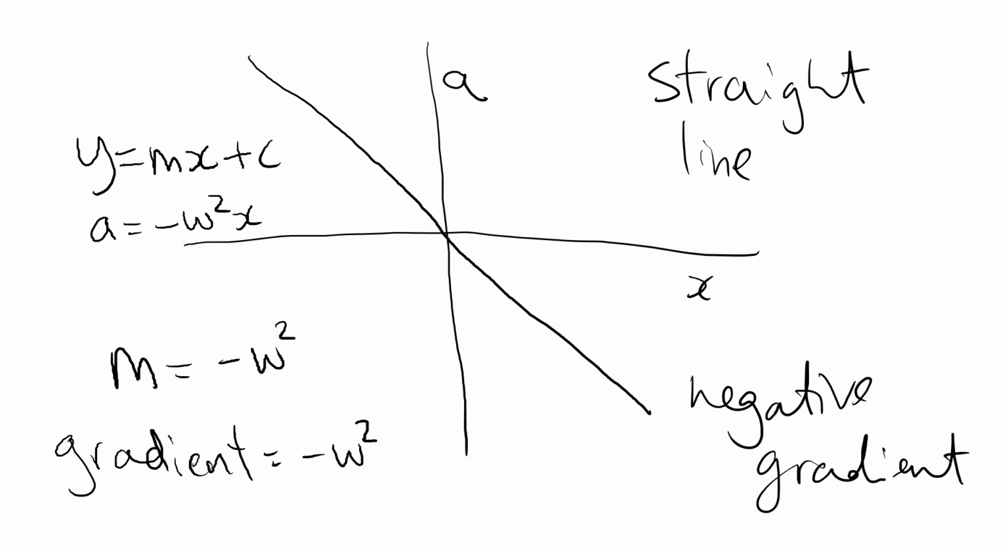Now, comparing with y equals mx plus c, you can tell that the m is the gradient, which is minus omega squared. So your gradient m is minus omega squared, right? That is your gradient.